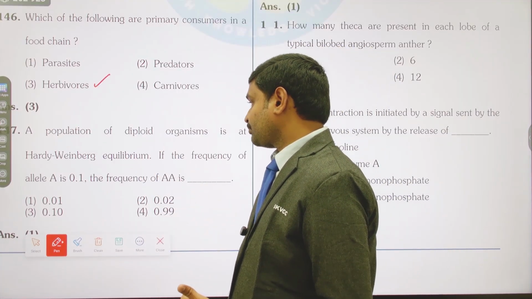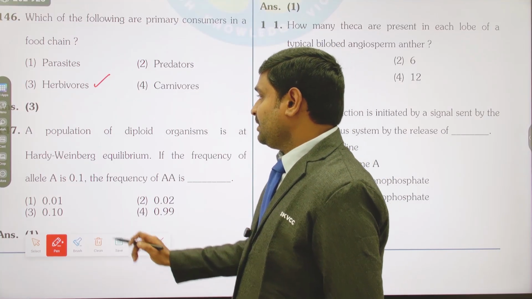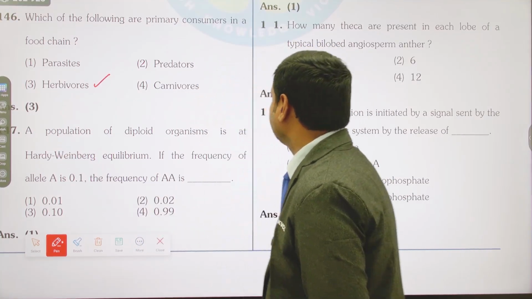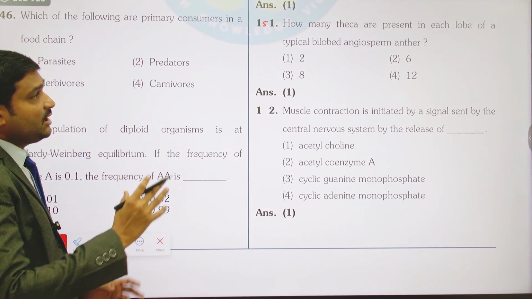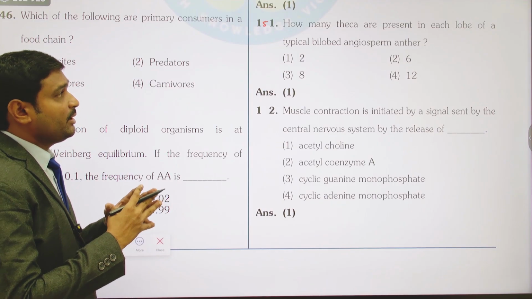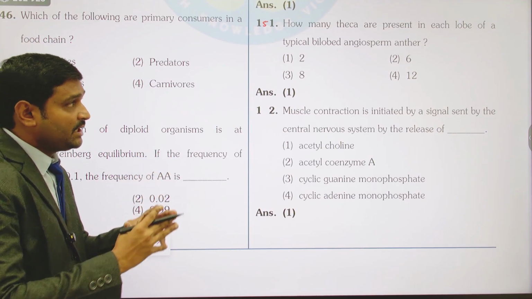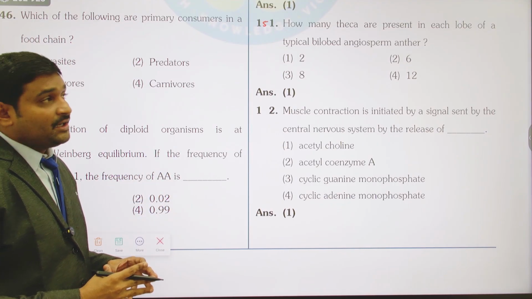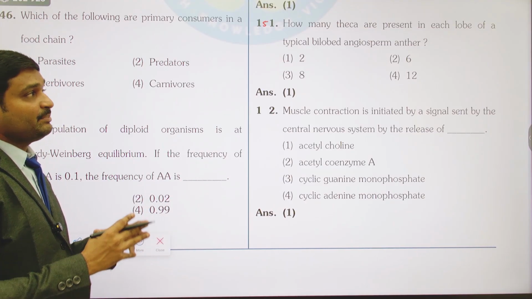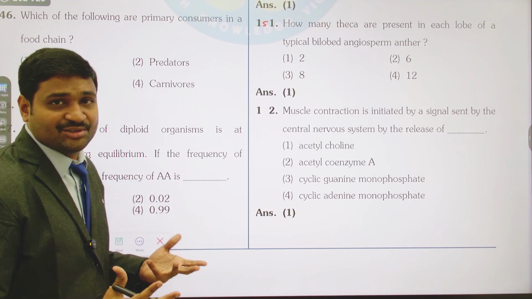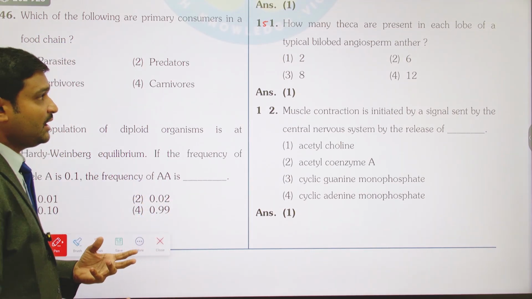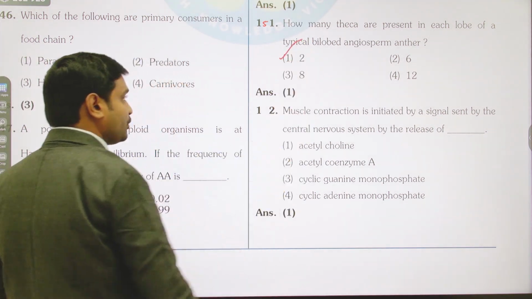Then next, here there is a 147, zoology. How many theca are present in each lobe of a typical bilobed angiosperm anther? How many theca are present in each lobe? Generally, each lobe comprises 2 theca. So directly the option is 2.